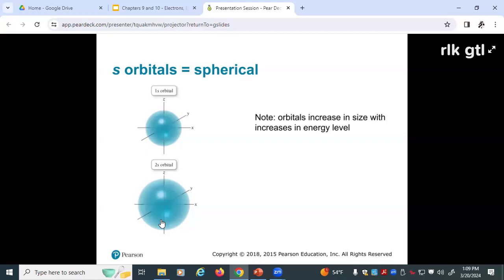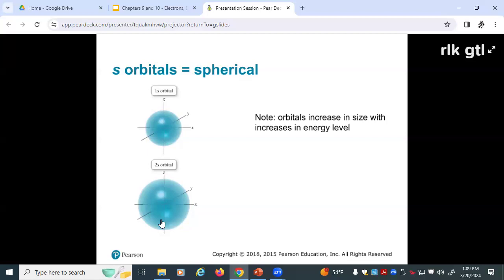So what we will find is that regardless of what kind of orbital we're talking about, as that principal quantum number, as that number attached to the sublevel increases, the size of the orbital is going to increase as well.